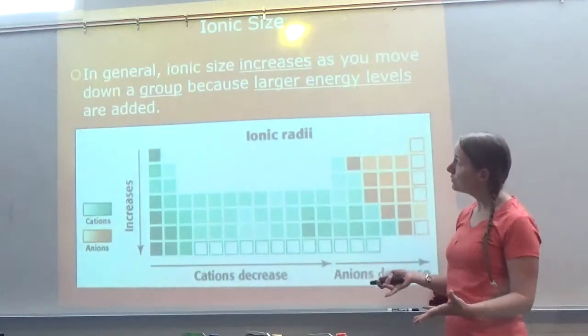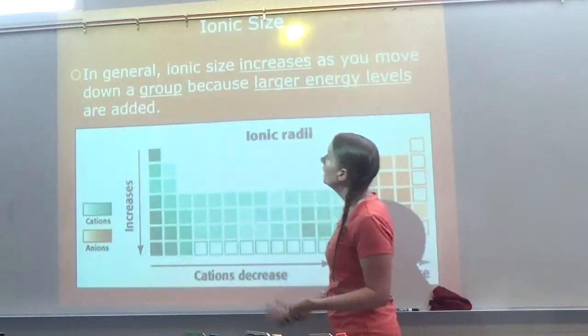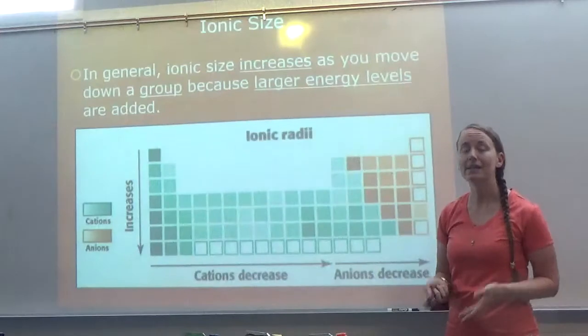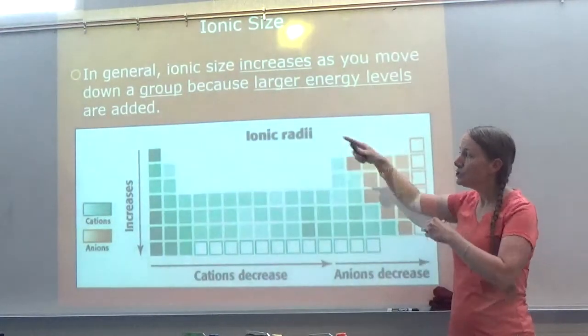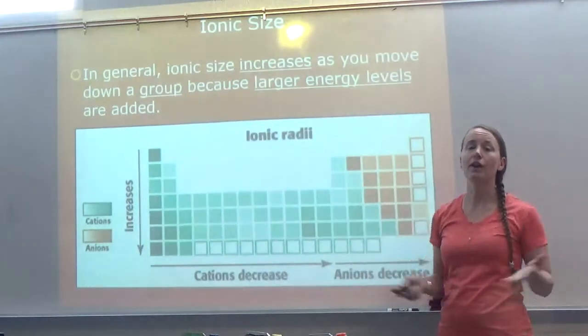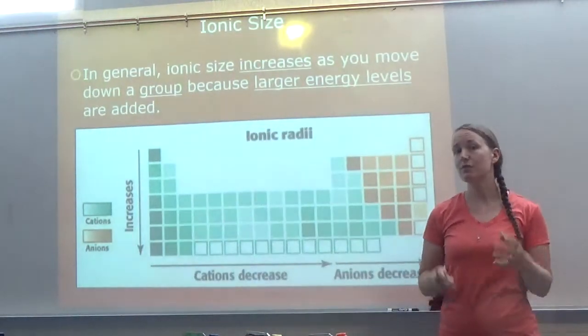So in general, ionic size increases as you move down a group because larger energy levels are added. It doesn't matter if you're gaining or losing electrons. In ions, as you move down, you're still acquiring new energy levels each time. Whether you're gaining or losing from those energy levels, they're still there.